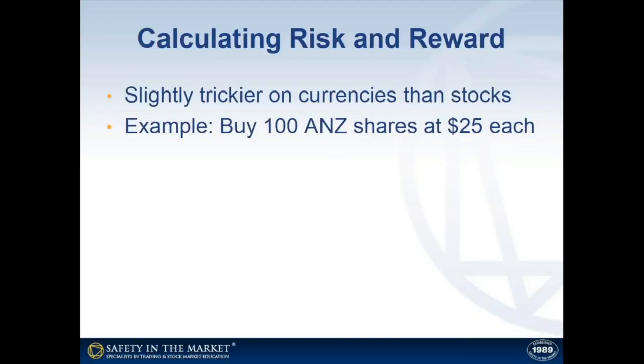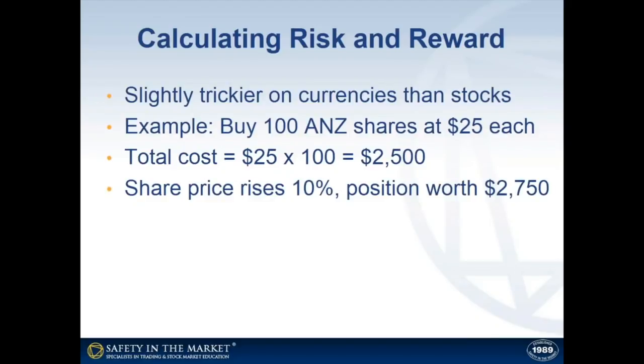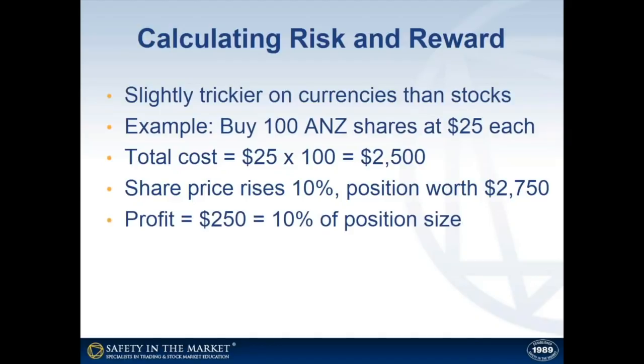As an example, if you were to buy ANZ shares here in Australia, if you bought 100 of them at $25 each, you'd be outlaying $2,500. If the share price goes up by 10%, your position goes up by 10%. So it's now worth $2,750. You've got a profit of $250, which is 10% of your position size.